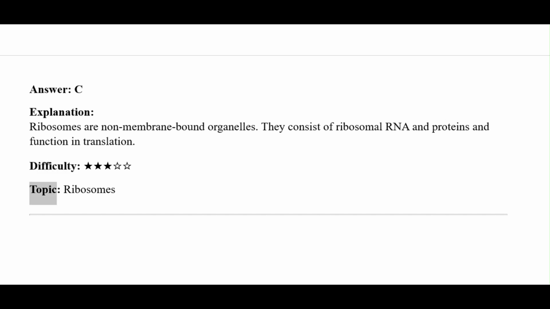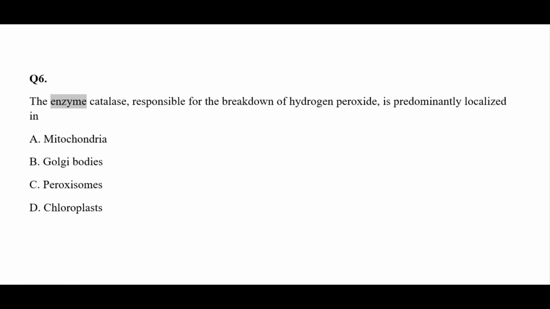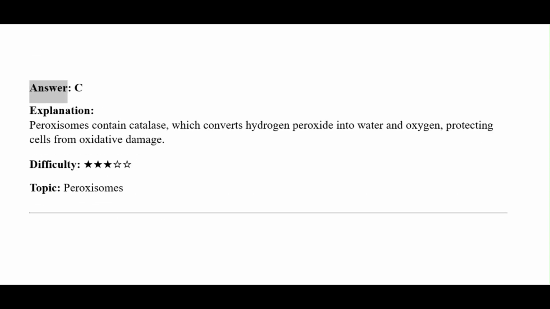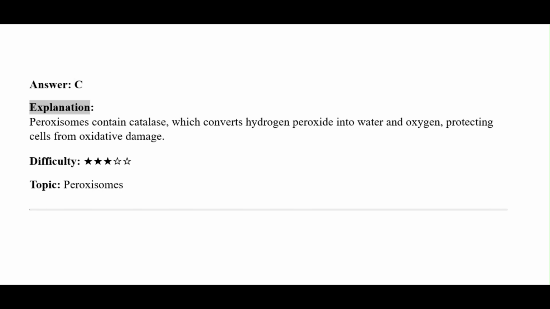Difficulty. Topic: ribosomes. Q6. The enzyme catalase, responsible for the breakdown of hydrogen peroxide, is predominantly localized in A. mitochondria. B. Golgi bodies. C. peroxisomes. D. chloroplasts. Answer: C. Explanation: peroxisomes contain catalase, which converts hydrogen peroxide into water and oxygen, protecting cells from oxidative damage.